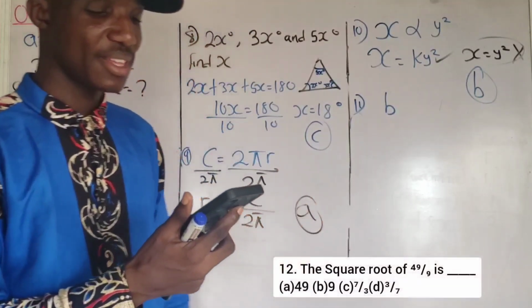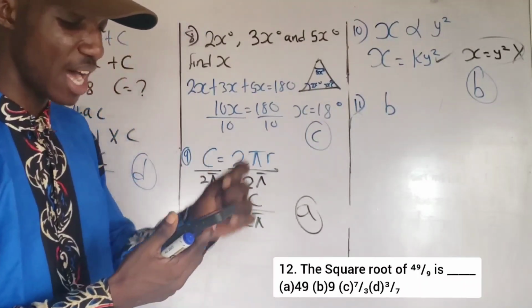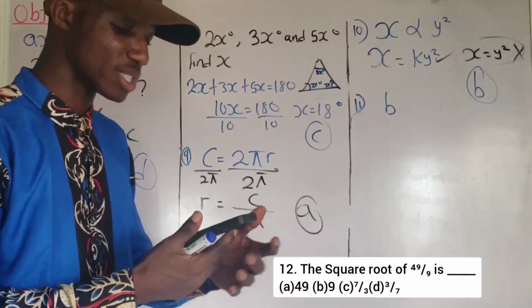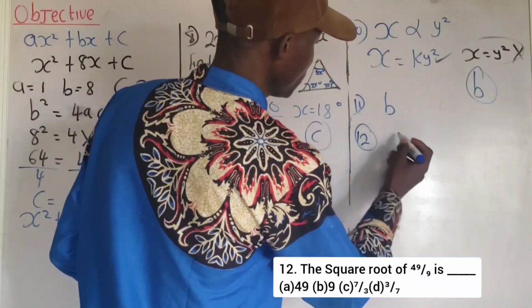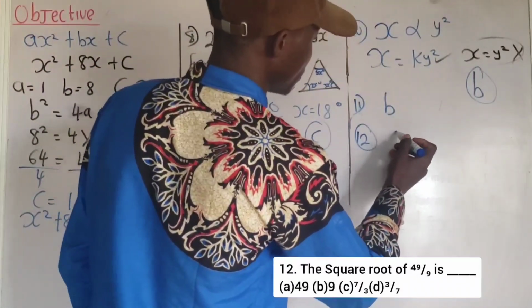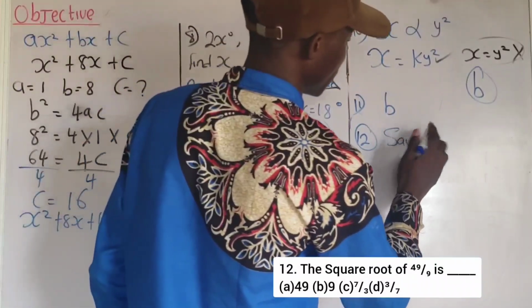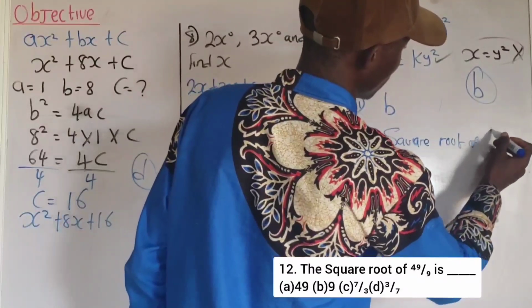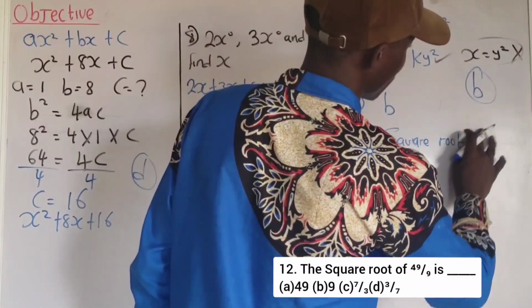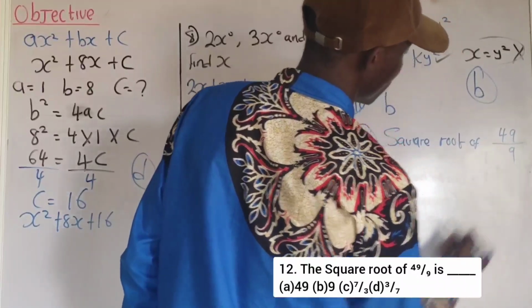Okay, now we have number 12. The square root of 49 over 9 is dash. The square root of 49 over 9. Question 12. The meaning of square root is this: this is the sign, the square root of 49 over 9.